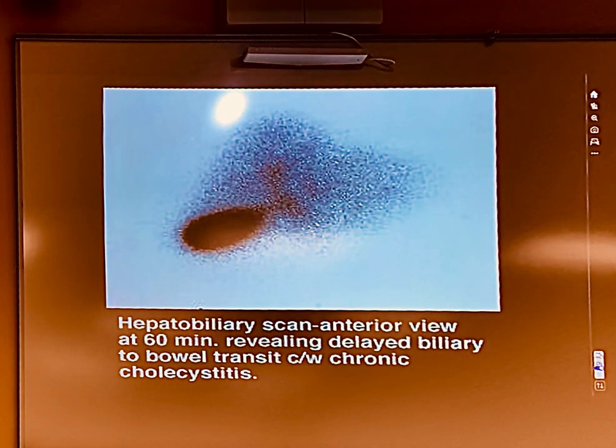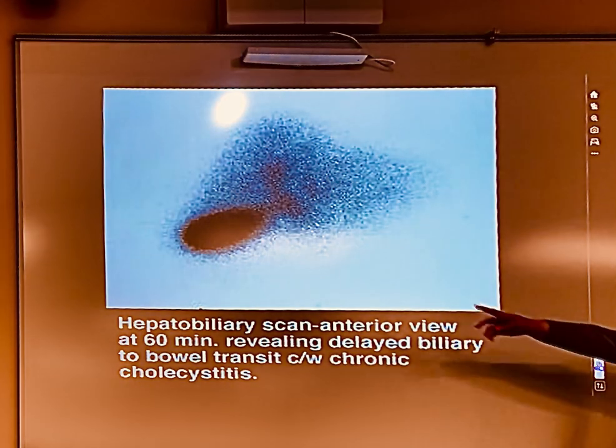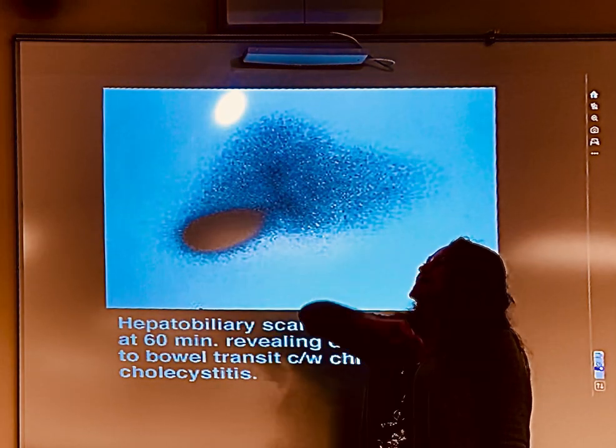Why would you not feel comfortable saying that at 60 minutes? Because I have gallbladder. So I would not say the patient has cholecystitis when I have gallbladder at 1 hour. That's normal. Having gallbladder at 1 hour is normal. Where's the gallbladder? The big black thing. Okay, yeah, that's a lot of gallbladder. Exactly.